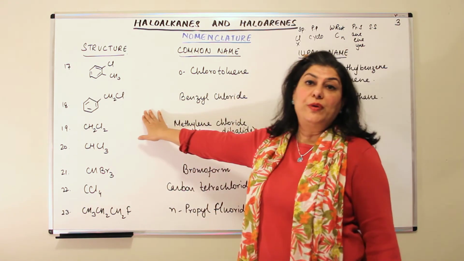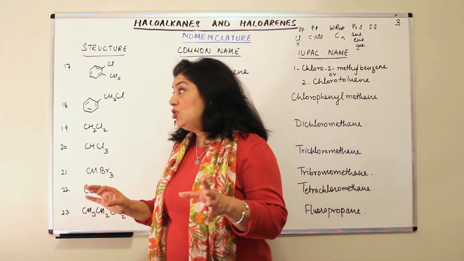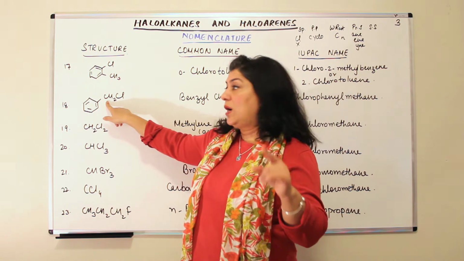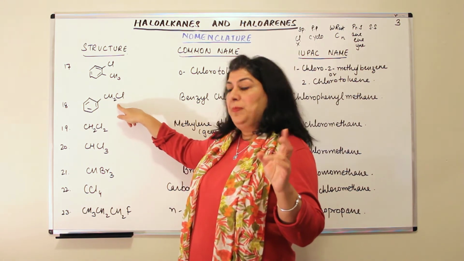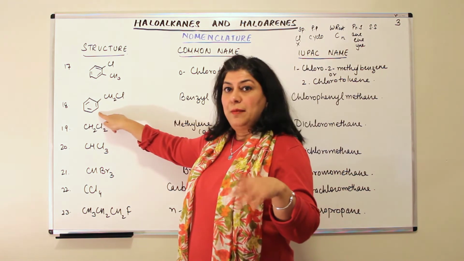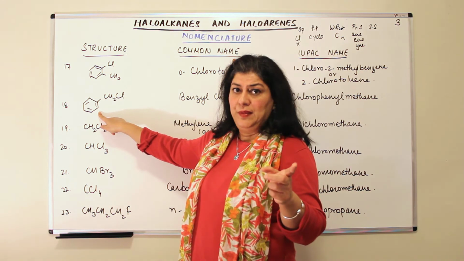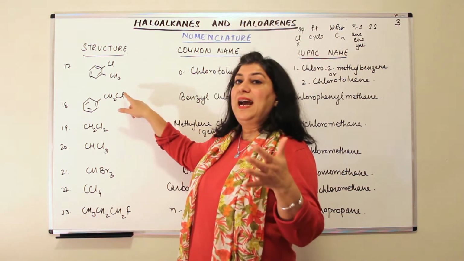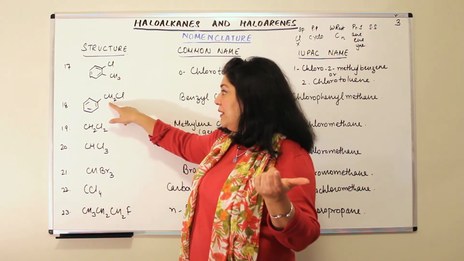This compound is known as benzyl chloride in common nomenclature, and in IUPAC nomenclature, what is the word root? Meth, because the parent hydrocarbon has only 1 carbon atom, so it is meth, it is ane, and it has 2 substituents, that is benzene. Whenever it is a substituent, it is known as the phenyl group. So the prefix is phenyl. So it is phenyl and chloro.